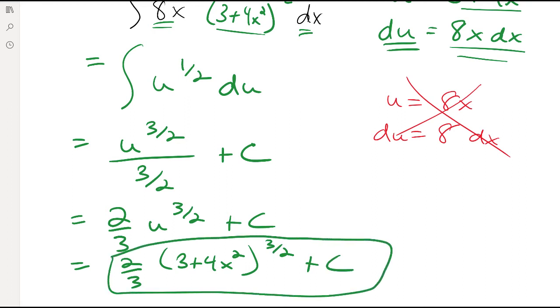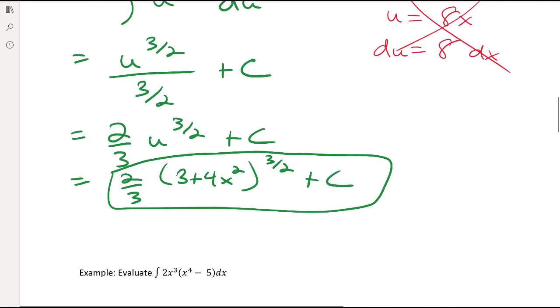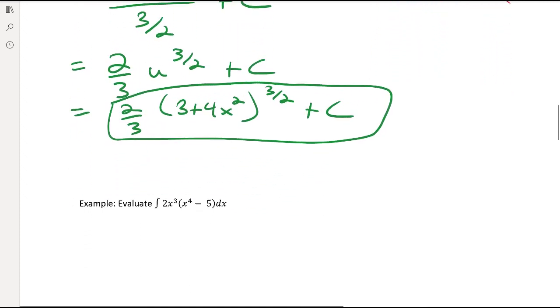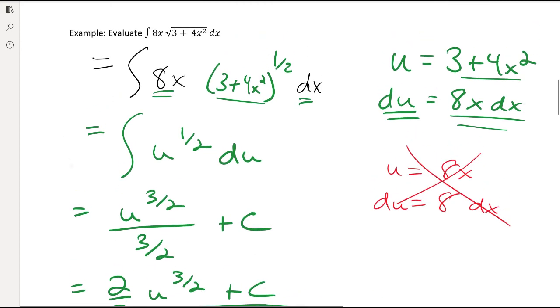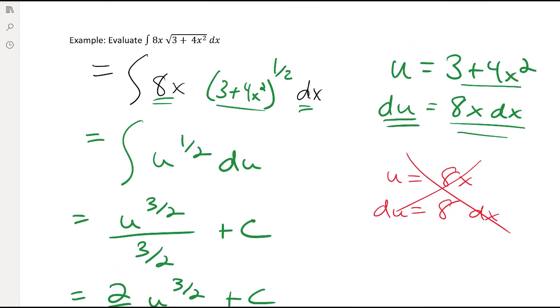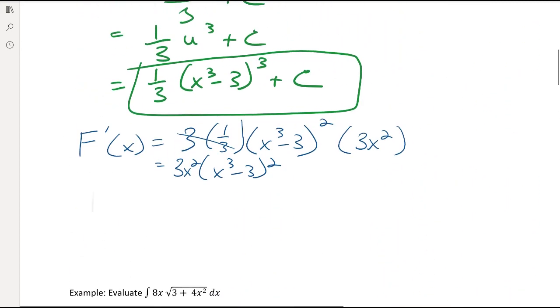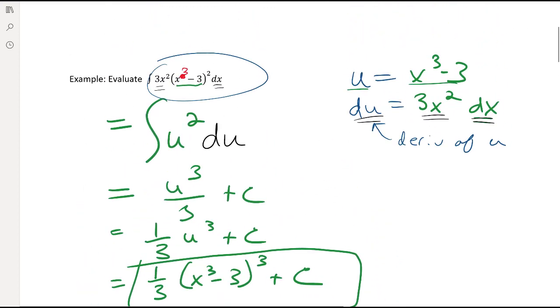Once again, folks, there's no reason why you should be getting these wrong, because all you have to do is take the derivative and see if you get back your integrand. All right. So up to now, our differentials, the du, have been matching up exactly with what's been in our integral. In the previous example, du was 8x dx. We had exactly 8x dx. The first example, du was 3x squared dx. That's exactly what we had, 3x squared dx.